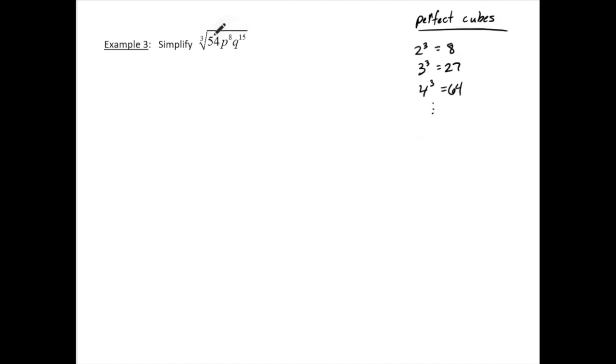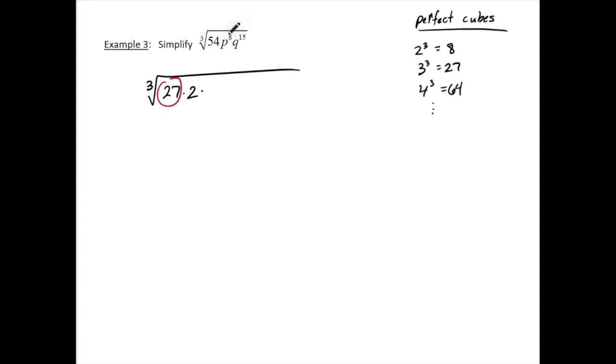First, for the number 54, we want to find the largest perfect cube that divides evenly. 8 does not divide evenly, 27 does, and 64 is already larger than 54, so 27 is the largest perfect cube that divides evenly. And 27 goes into 54 2 times, so we'll write 54 as the product 27 times 2.